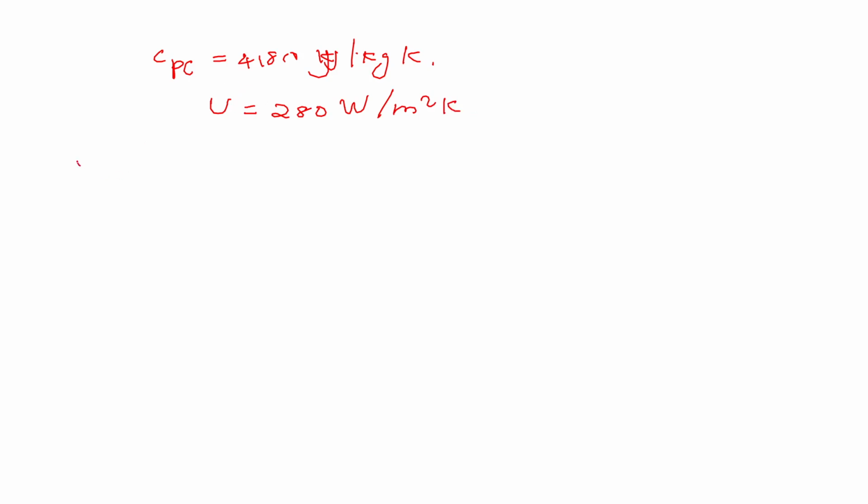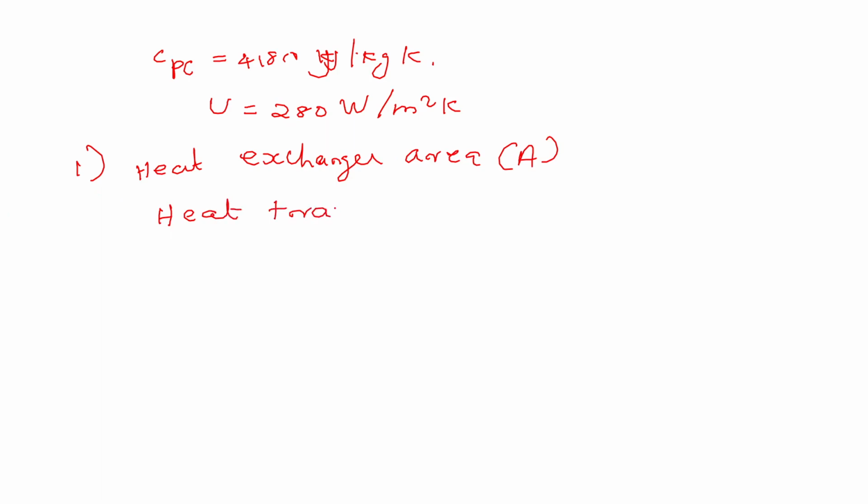So these many parameters are given. Now what we have to find? First one, the heat exchanger area, right? We can represent it as capital A. And second, what we have to find? Heat transfer rate, that we can represent as Q.